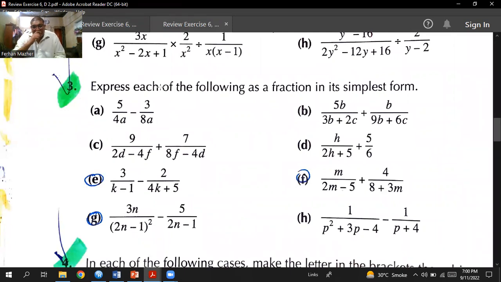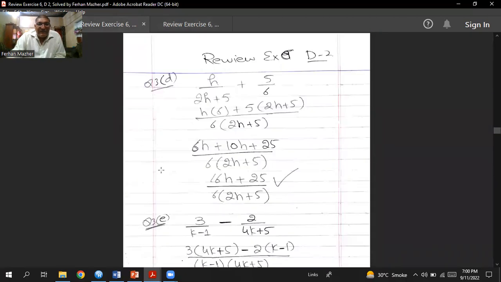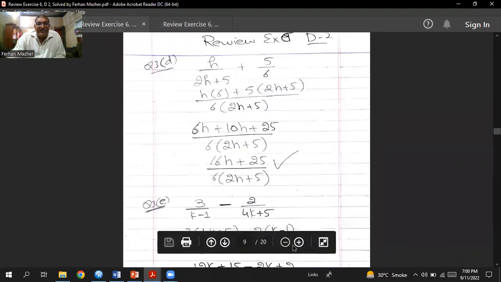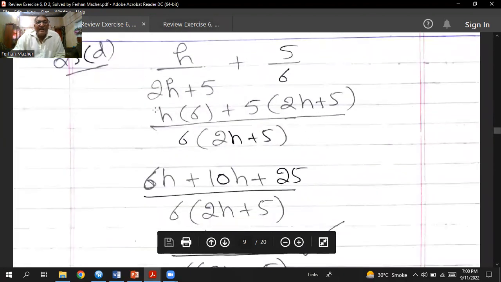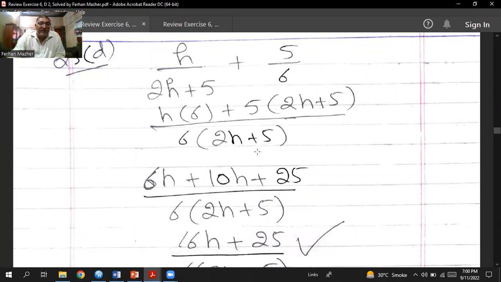Okay, so we are going to the next question. The next question is 3D part, and it is h divided by 2h plus 5, then plus 5 divided by 6. So these are two fractions which are adding up. I will find their LCM, and then I will try to solve it. Okay, so the LCM of the 2h plus 5 and the 6 is 6 bracket 2h plus 5 bracket close.